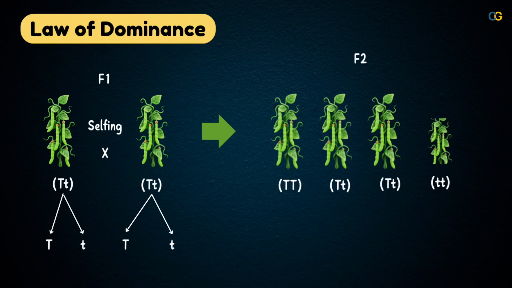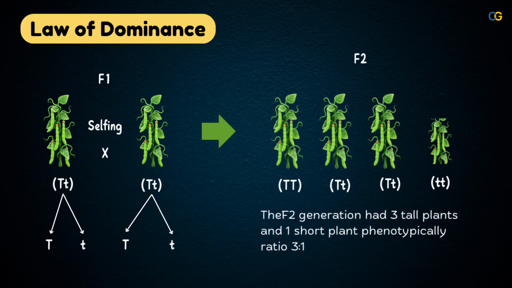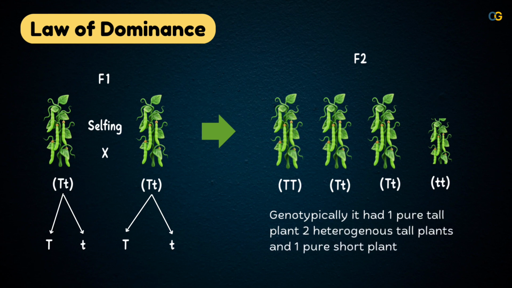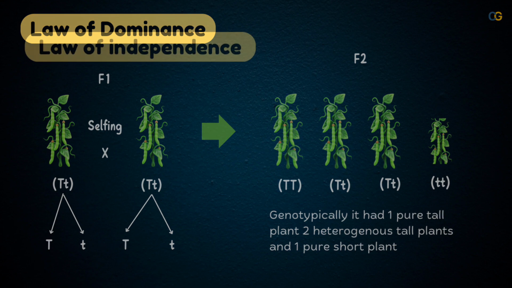he had 3 tall plants and 1 short plant, phenotypically giving the ratio of tall to short, which is 3 is to 1. And genotypically, it had 1 pure tall plant, 2 heterogeneous tall plants, that is, genetically they are not pure tall, but they appear to be tall, and 1 pure short plant, giving rise to the genotypic ratio 1 is to 2 is to 1. This was the law of dominance experiment by Mendel.